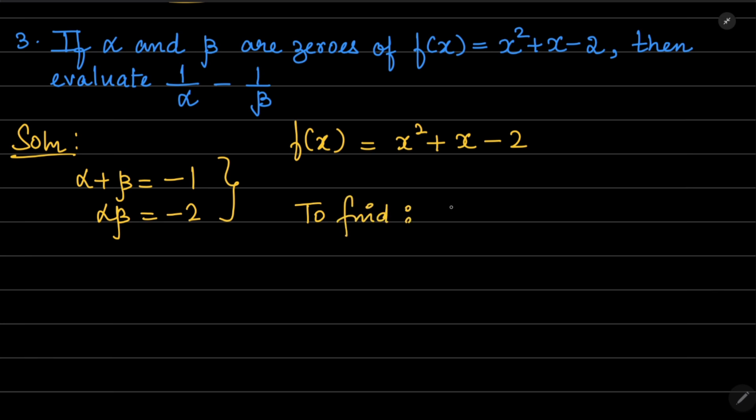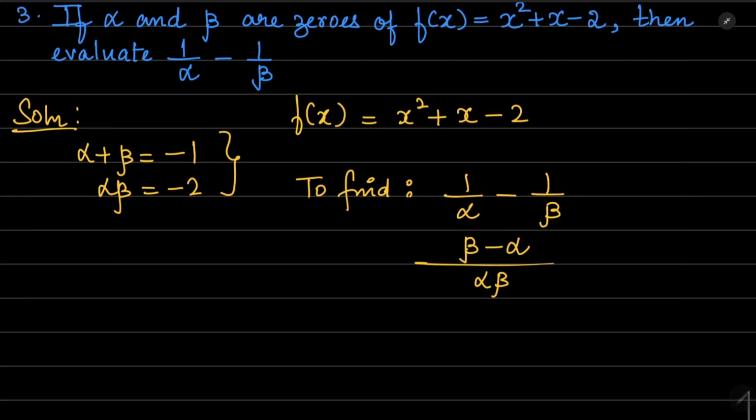1 divided by 1 by alpha minus 1 by beta. Take the LCM alpha beta. So what will be the numerator? You will have beta minus alpha, right? Okay. So there are multiple ways of doing it. We don't know what is alpha minus beta or beta minus alpha.